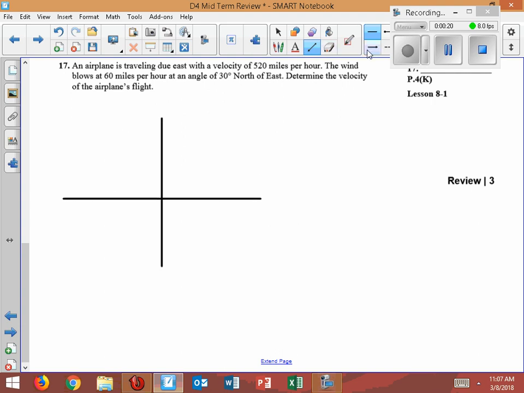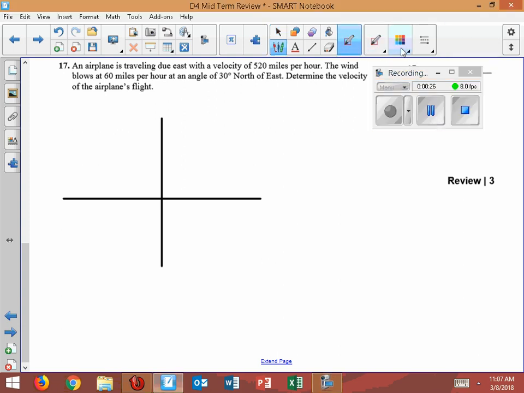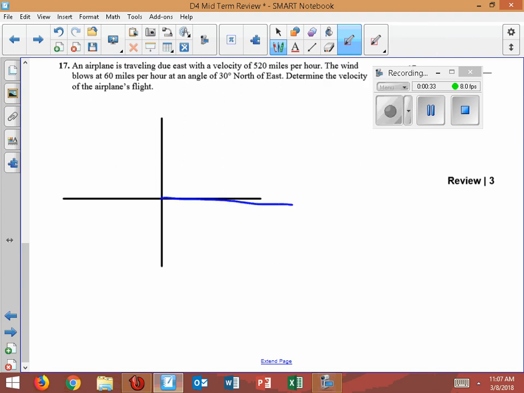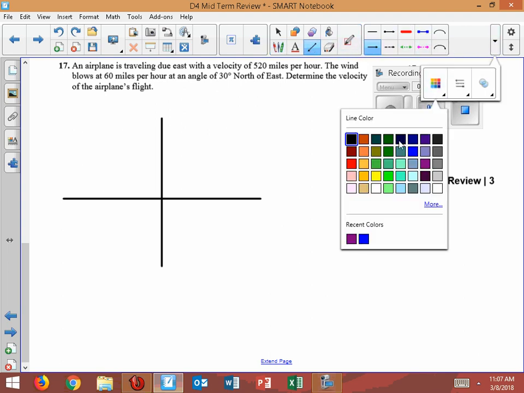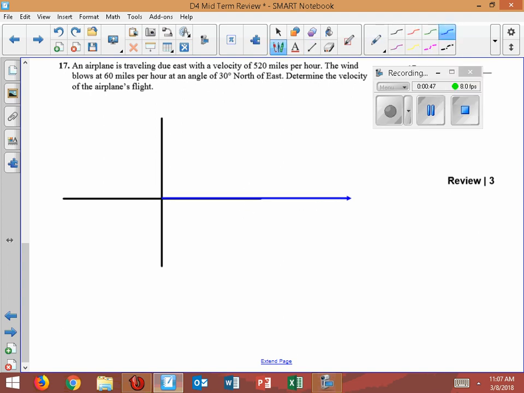What do we know so far about the airplane? It's going northeast. The airplane's actually not going north of east, per se. It's going due east. So it's actually trying to fly... Let's try that again. Vector. So there we go. It's flying due east, 520 miles per hour.